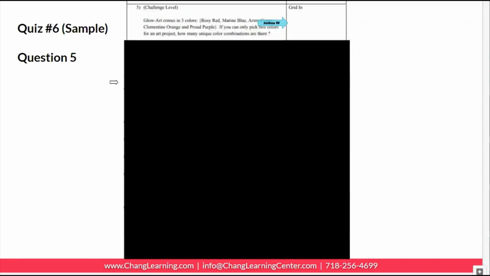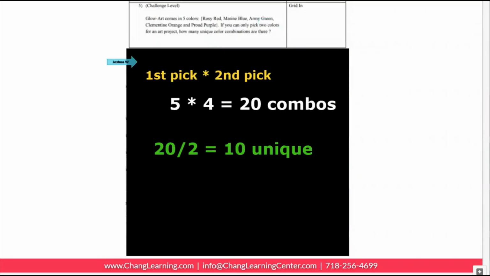For question number 5, glow art comes in 5 colors: rosy red, marine blue, army green, clementine orange, and proud purple. If you can only pick 2 colors for an art project, how many unique color combinations are there? Well, one way of solving this is to use combinatorics.